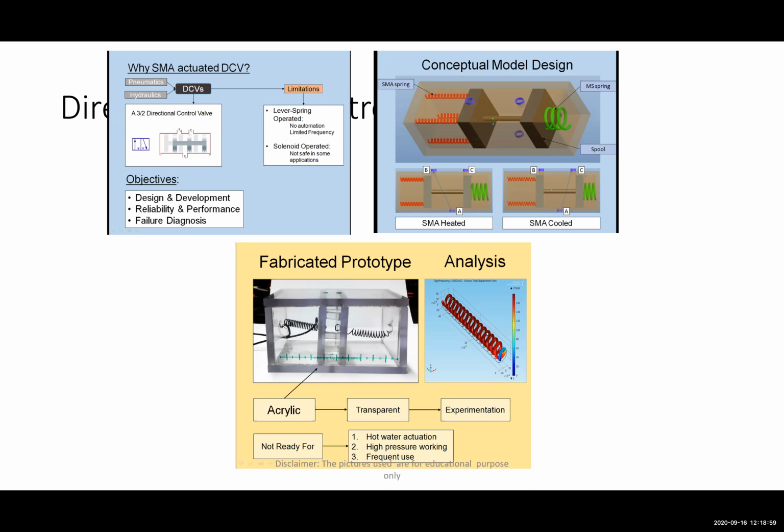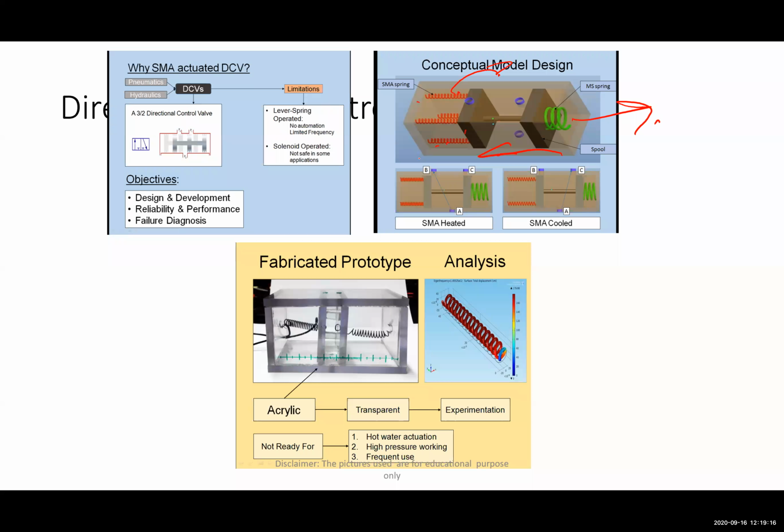So this direction flow control valve is used for controlling the direction in a controlled environment. In this case, we had a shape memory spring embedded over here, and this is a bias spring which is used for energizing, so that there will be a kind of movement which moves forward and a return stroke.